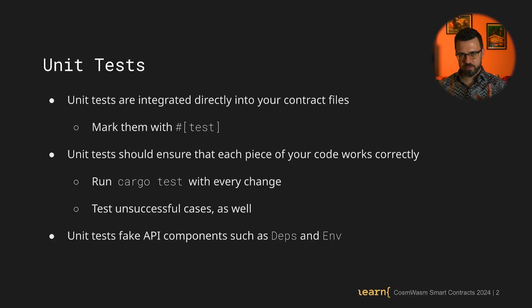Now, unit tests, of course, fake API components. Since we're not working with an actual blockchain, we're not even working with a local simulated network. You can write integration tests for local networks, testnets, and mainnets even, but you don't have access to actual blockchain stuff in a unit test, only what we mock and what the contract has. So deps and env will be mocked.